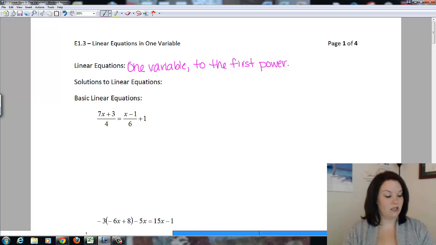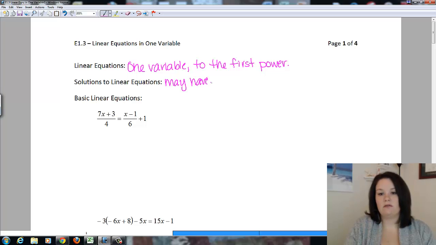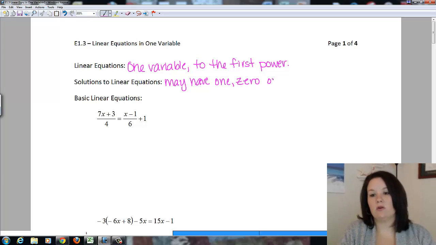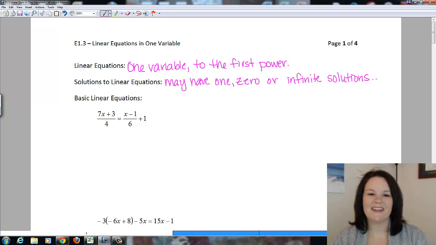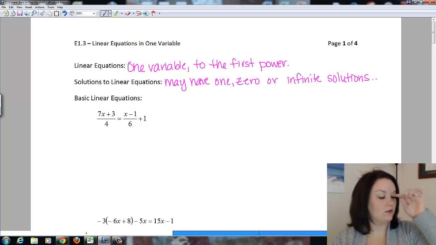Solutions to linear equations, you can have 1, 0, or infinite solutions. Okay. Alright, so let's go ahead and look at a couple.